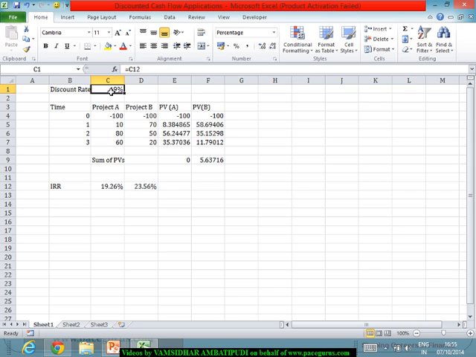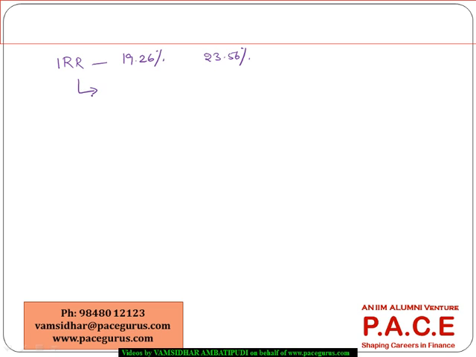But in this process, what has happened? This cash flow 10, I have discounted by 19.26%. This I have discounted again by 19.26. This again by 19.26, which means all the cash flows I am discounting with 19.26%, which may or may not realistically be an opportunity cost. Or in other words, the IRR assumes that any intermediate cash flow that is coming is reinvested at IRR.